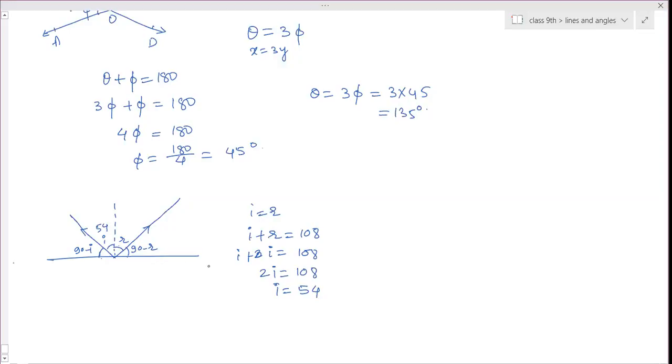Ma'am, and I have a doubt in question number 11. Yes, ma'am. Two complementary angles are such that twice the measure of one angle is equal to 3 times the measure of the other angle.